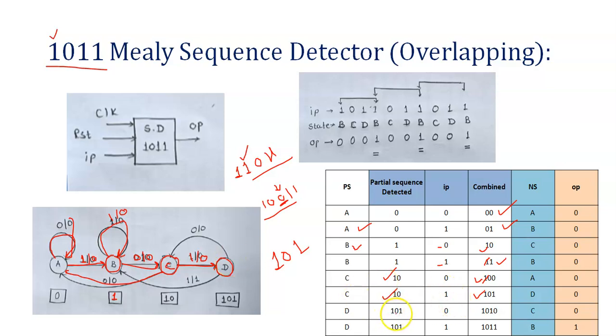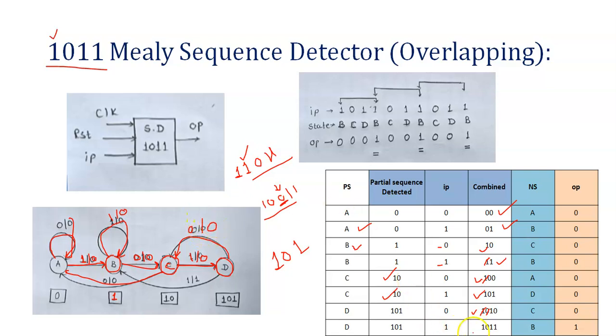Whenever on D, 101 is already detected, your input might be 0 or 1. If 0, check whether 1010 is there or not. There is no such state available. Cross this. Is there any state naming 010? Suppose not. Check whether any state 10 is available. Yes, this is available here, and that's why you are moving from this to this. And what you will be writing is 0 by 0, because input is 0 and output is not yet detected.